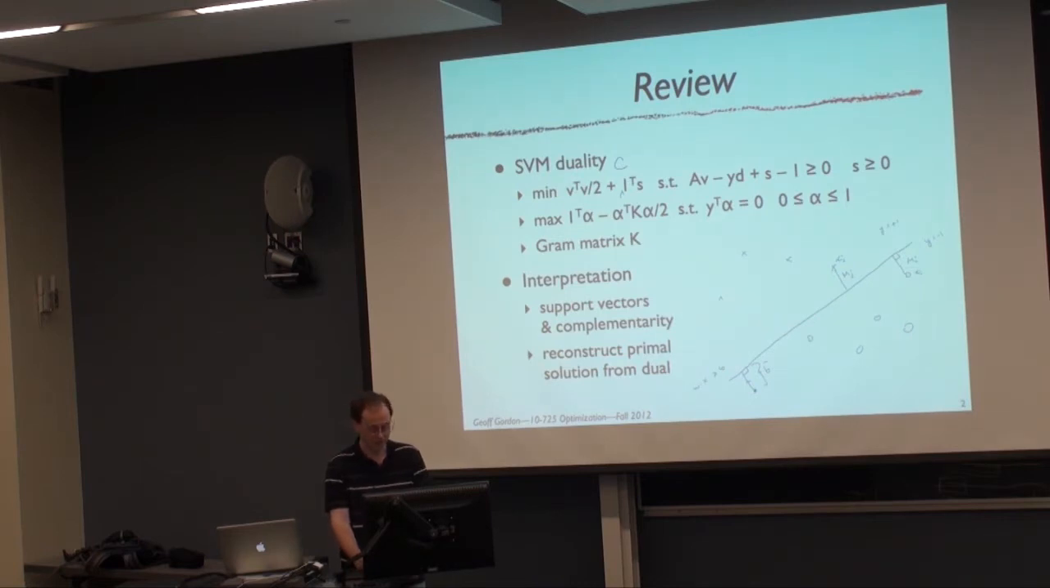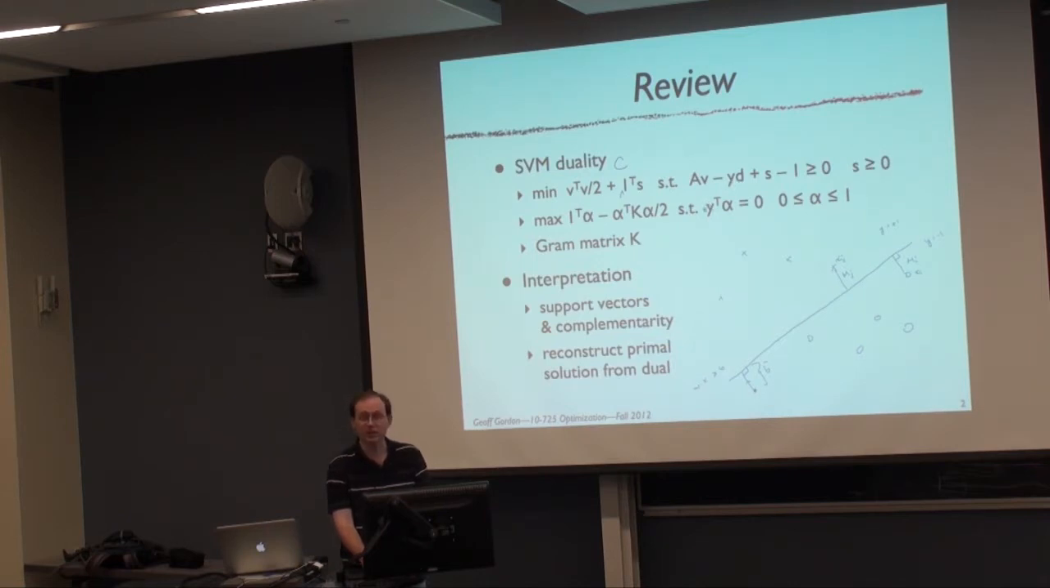We talked about interpretation of the support vector machine dual. So support vectors, complementarity: we could use the complementarity conditions to help us reconstruct the primal from the dual, right? So we get the V directly from the alpha. V is basically A transpose times alpha. But to get the intercept, the classification boundary, we had to use complementary slackness.